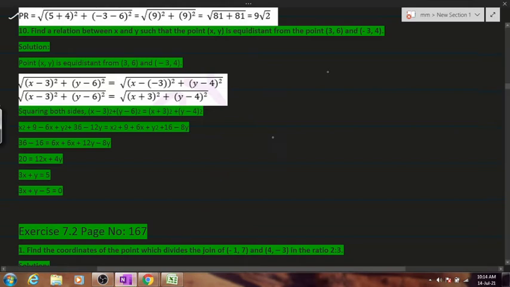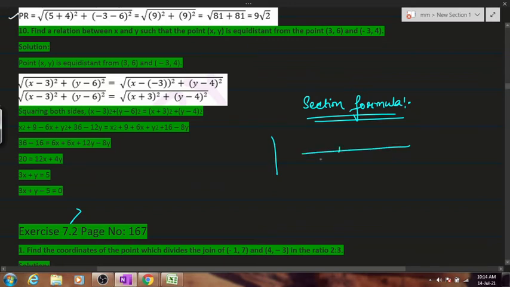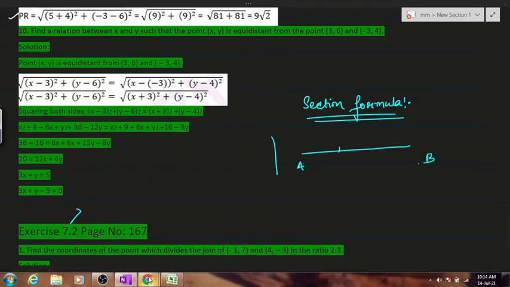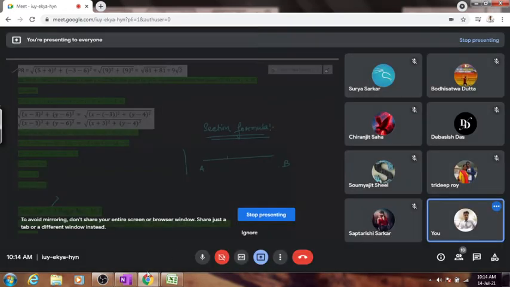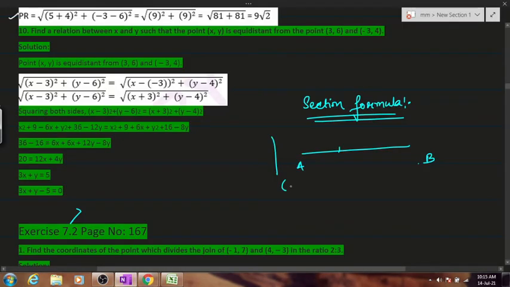Okay then. So, we start off with exercise 7.2, which basically deals with section formula. Clear? Now, what is section formula? Can anybody tell me? Supposing we have a line out here, A, B, such that A's coordinate is x1, comma y1, and B's coordinate is x2, comma y2, and this line is divided by this point such that this point is x, comma y in the ratio of m is to n.